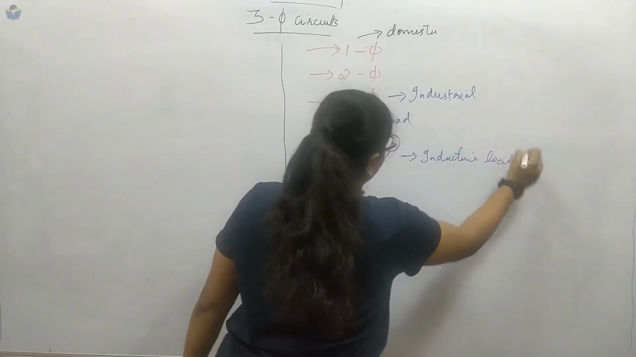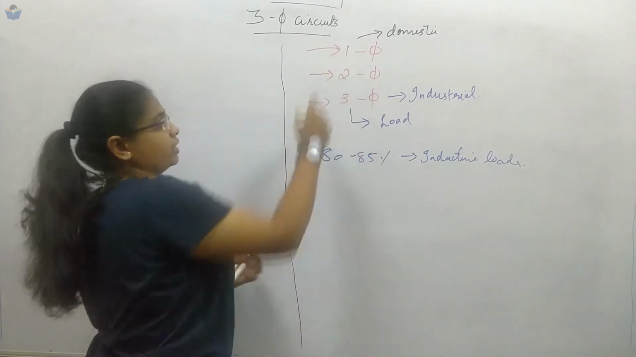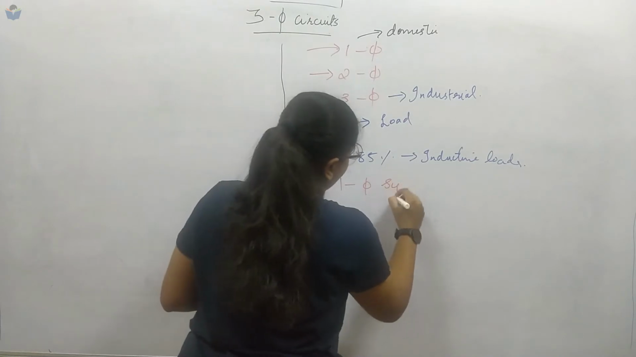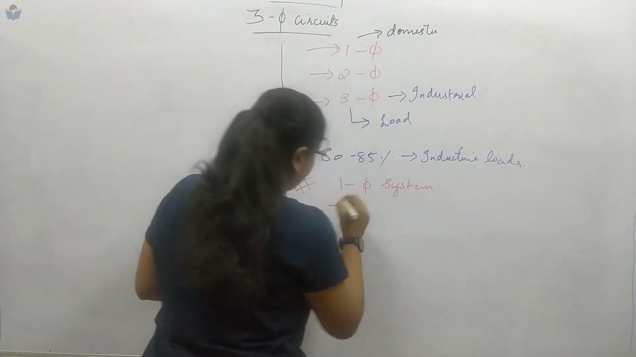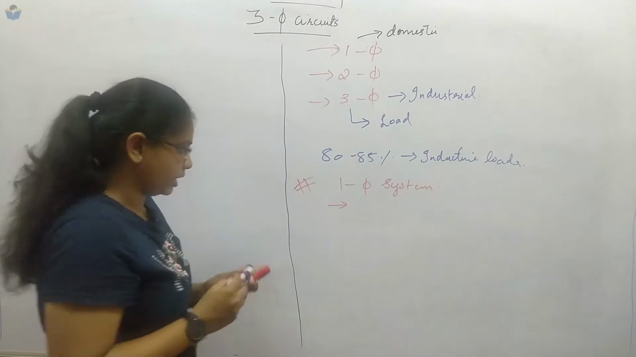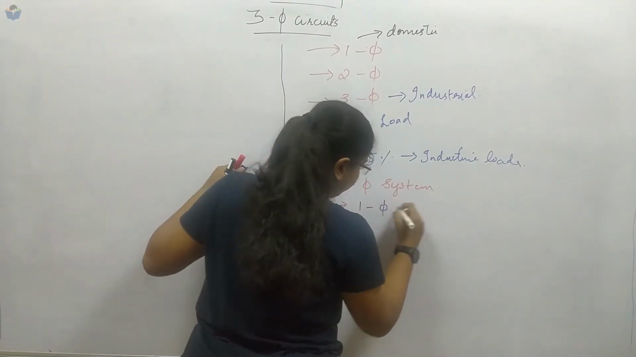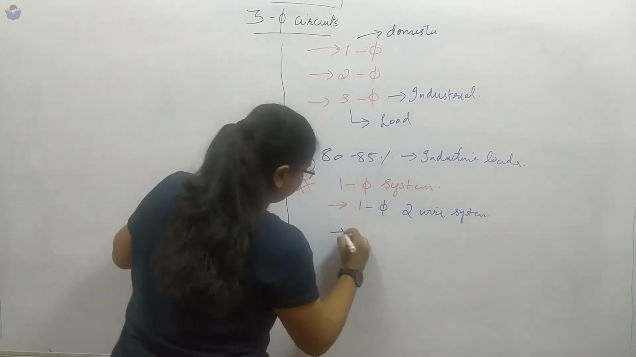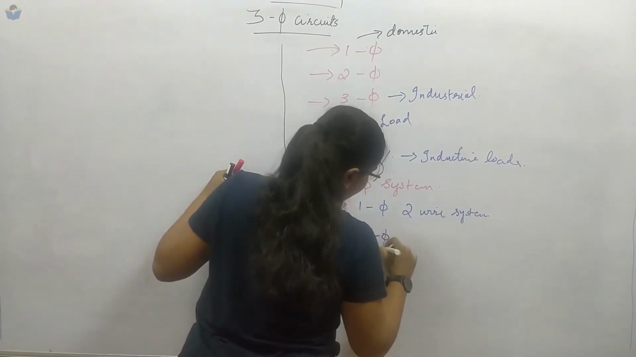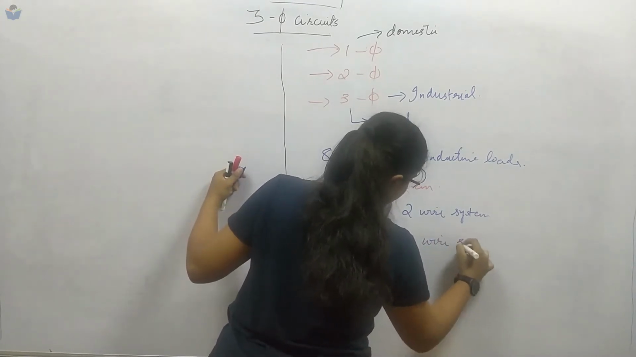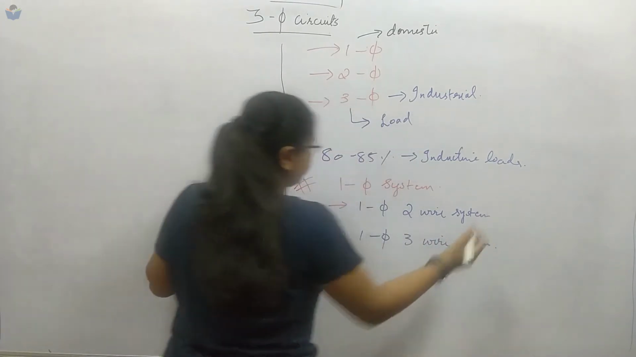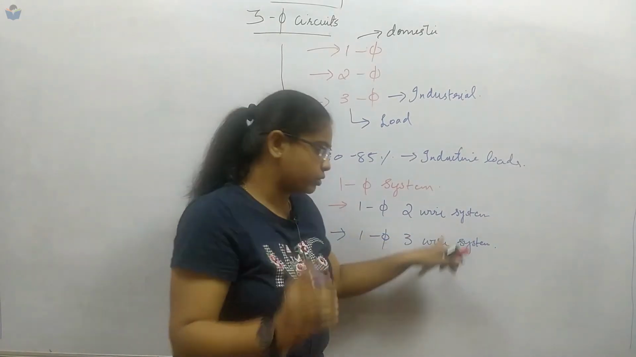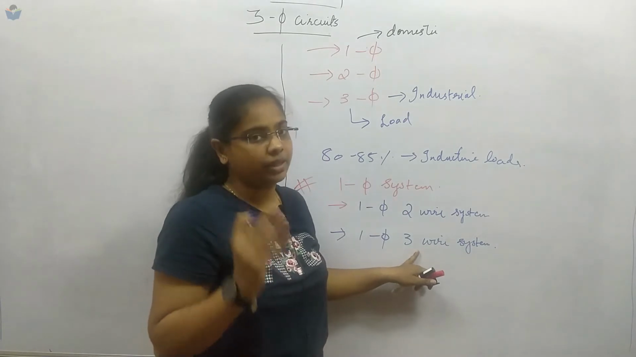Now coming to the first one, that is single phase. We will study this single phase system. In this case, there are two cases again. One is the single phase two-wire system, and the second is the single phase three-wire system. So what do we mean by this? From the name itself, we know that if one phase is there, then there will be two wires only, and this one is three-wire, so there will be three wires.